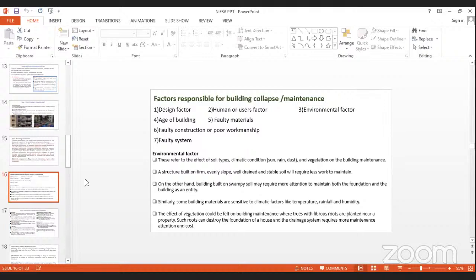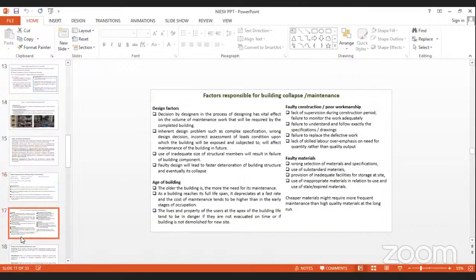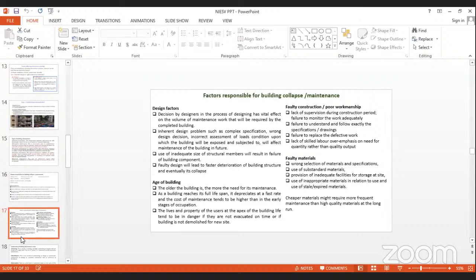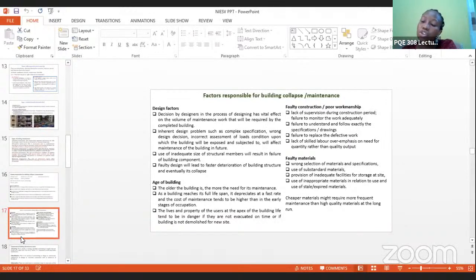So that is that about the other factors. Okay, I've talked about the design factors. We also have our faulty construction or poor workmanship. So we also have our faulty construction or poor workmanship.